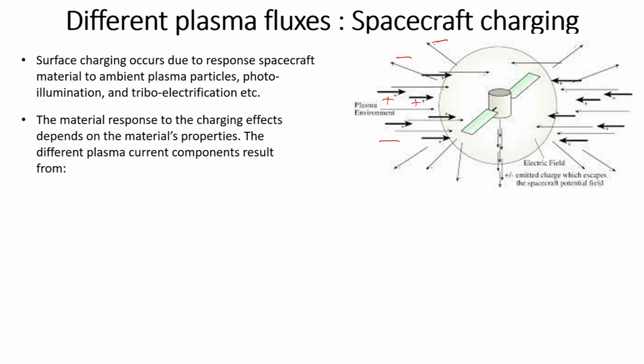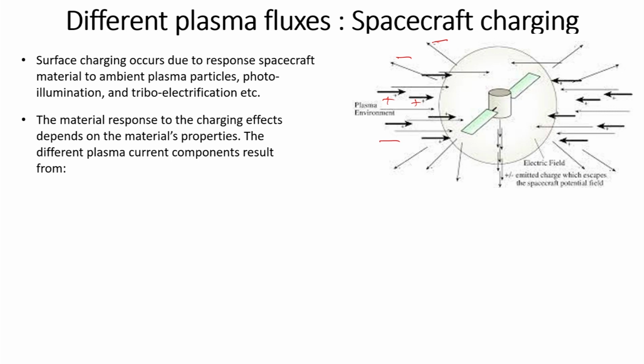It can be photoillumination, then triboelectrification. Triboelectrification means whenever the spacecraft is moving at a very high velocity, even neutral particles, because of their collision with the spacecraft, can get electrified, or a neutral particle can be ionized. That is called triboelectrification. Again, it depends on the material properties. We will see all these things when we do a detailed analysis of each type of current.